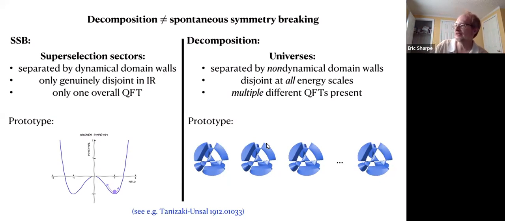Now, by contrast, in decomposition, the idea is that the different constituent universes really are disjoint at all energy scales. So there are multiple different quantum field theories present. They're sort of bumping up against one another. And what we see in the full theory is some sort of superposition of all of those constituent pieces, which leads to some fun effects.